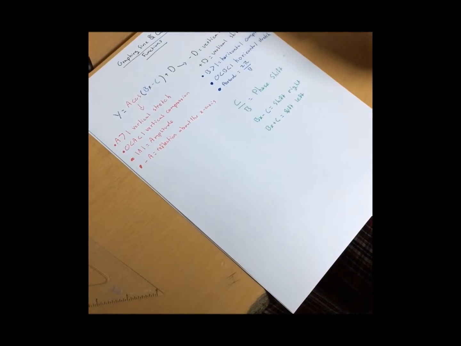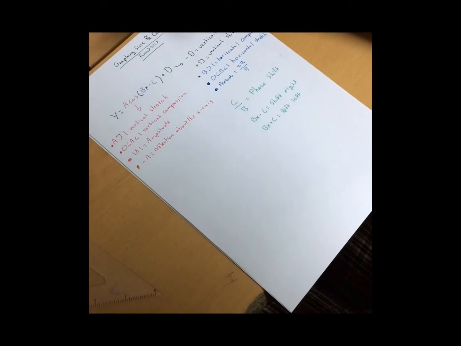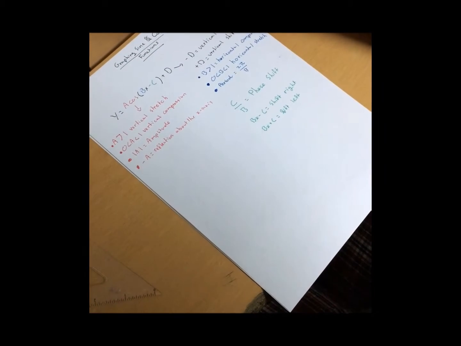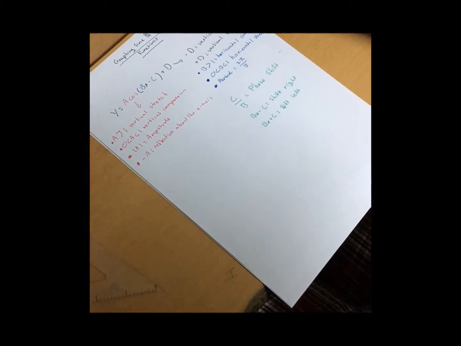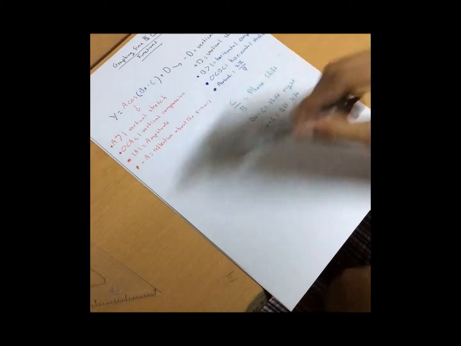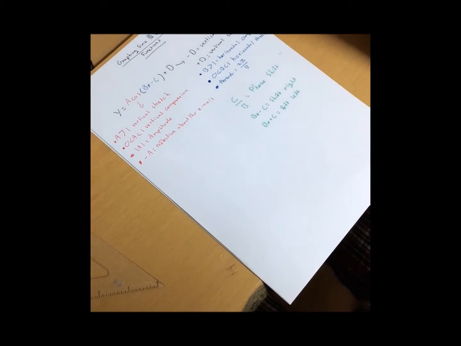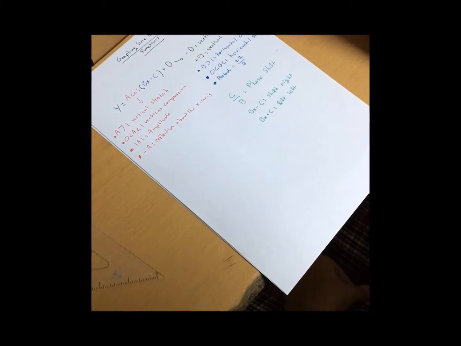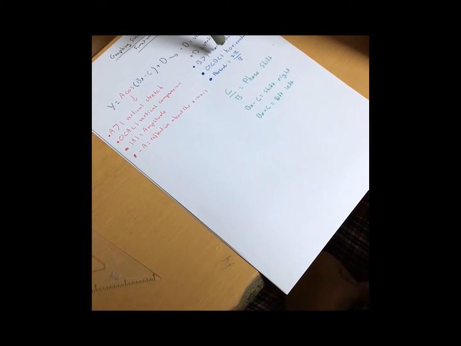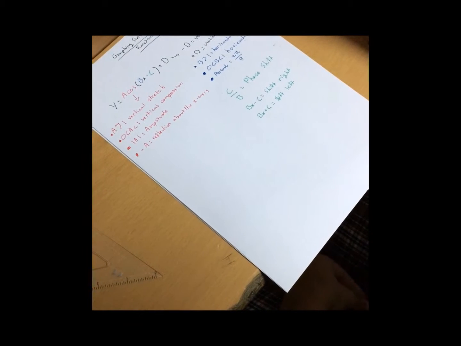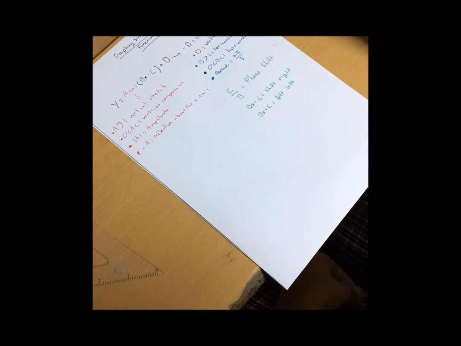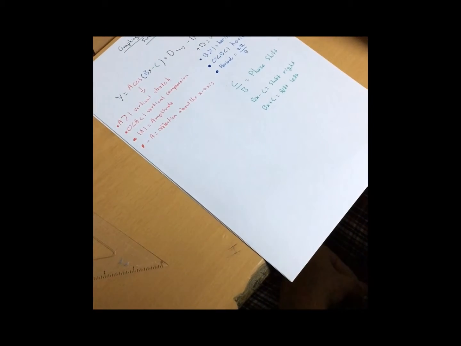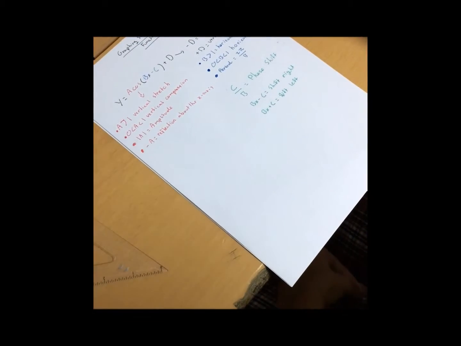Let's go to the second step, which is b. If b is greater than 1, it's going to be a horizontal compression. It's the opposite of a. If b is between 0 and 1, it's going to be a horizontal stretch. And to find the period, it's going to be 2 pi over b.